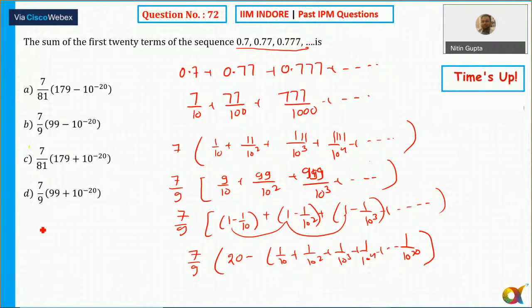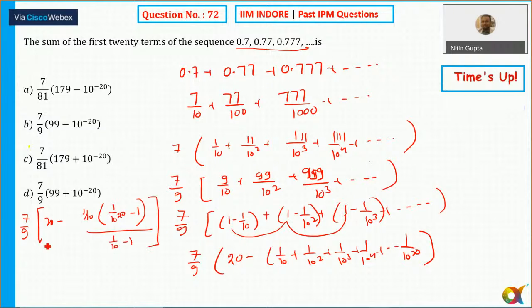Now solve. Sum of first 20 terms of GP is equal to what? A, that is the first term, 1 by 10, into R raised to power N minus 1 upon R minus 1. So I can say minus A into R raised to power N minus 1 upon R minus 1, where R is 1 by 10. That is the case here.